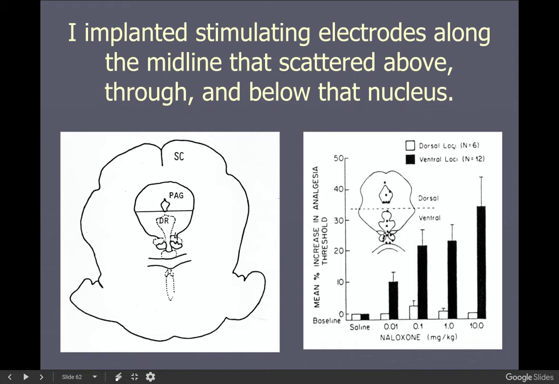There are only 9 dorsals and 12 ventrals, and we gave them different doses of naloxone: 0.01, 0.1, 1, 10. And you can see that in the ventral area, as you gave more naloxone, you had to use more electricity. The threshold went up. So we came to say that the ventral area was opioid mediated, and the dorsal didn't give a whit about naloxone. Whatever that was, it was producing analgesia, it was inhibiting the tail flick, but naloxone didn't touch it.